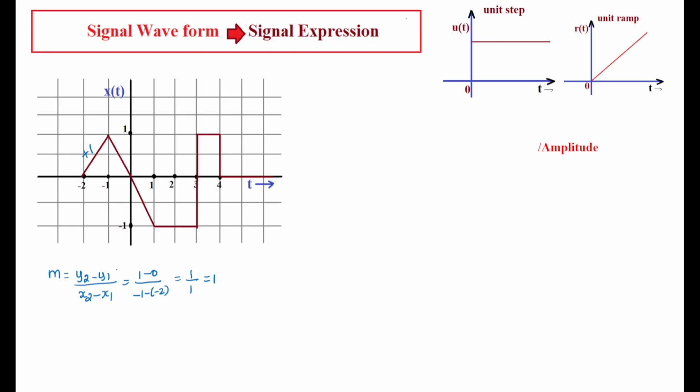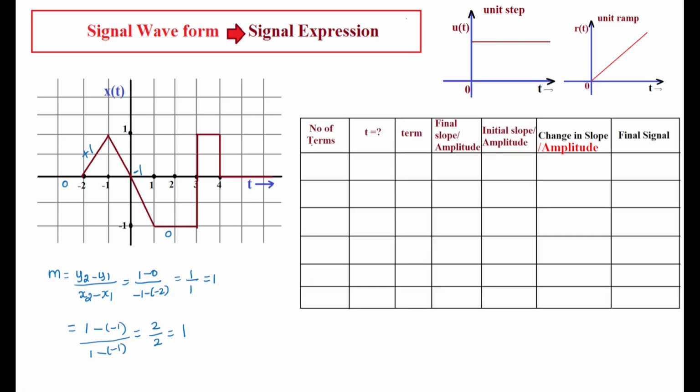And next consider the next slope. Here what is y2? y2 is 1, y1 is minus of minus 1, and x2 is 1, x1 is minus of minus 1. So 2 divided by 2, that is equal to 1. Here also the slope is 1, but the slope is decreasing, so put minus 1. Here what about the slope? Slope is 0. Here also the slope is 0. And next I am going to explain how to find out the expression.